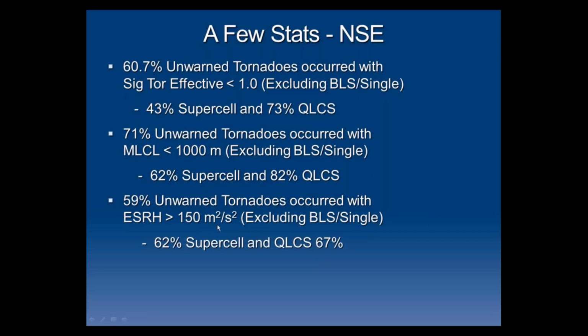And then finally, 59% of unwarned tornadoes occurred with an effective SRH greater than 150 meters squared per second squared. Now, the supercells, QLCSs, and actually the bow echoes were higher than that, at 62% for supercells and 67% for QLCSs. Some of the other storm types were actually lower than that, and that dragged the average down.